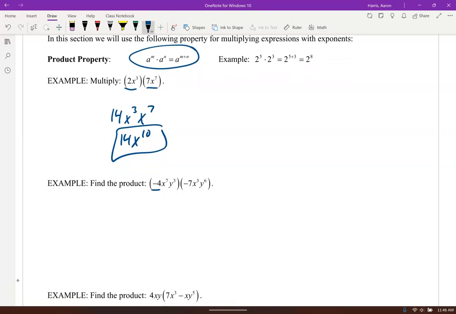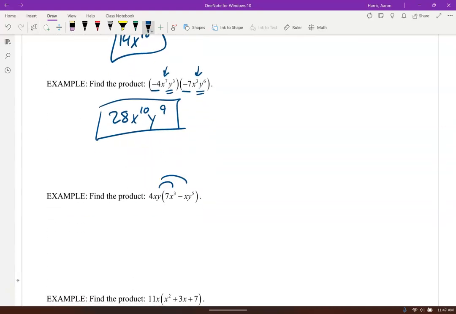How about here? Let's multiply the numbers here, -4 times -7, we get 28. 7 x's and 3 more x's, looks like we got 10 x's. And then y cubed and y to the 6th would give us y to the 9th.